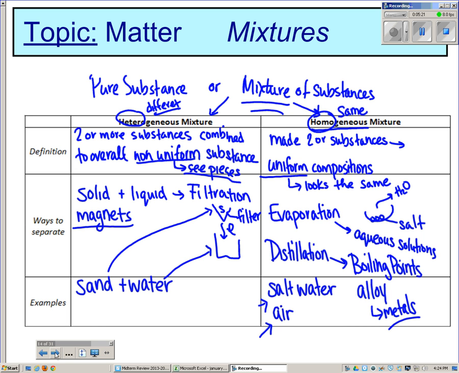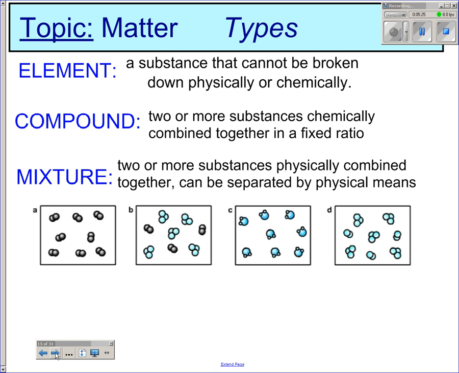Now, opposite of mixtures of substances would be pure substances. Elements and compounds are examples of pure substances. So if I have a container of water and it was only water molecules, that would be considered a pure substance because water is a compound. Elements are all on our periodic table. They are also considered pure substances.